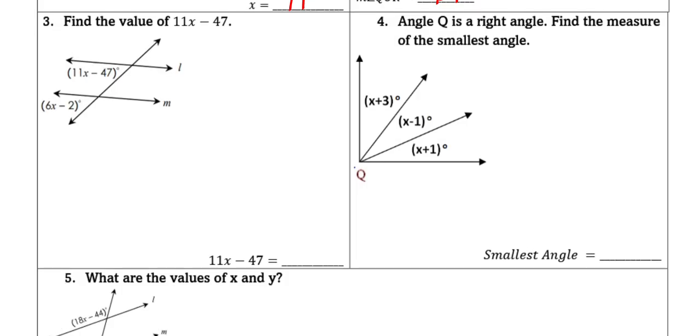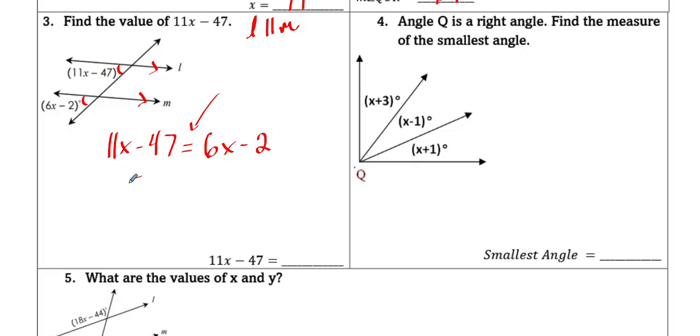All right, we're going to find the value of 11x minus 47. That angle and that angle are corresponding. We're missing some information here. These should be marked as parallel, or there should be some information saying L is parallel to M. But that's essential, otherwise we don't know that these are actually congruent. But now that I'm marking that, we can assume that these are congruent corresponding angles. So 11x minus 47, we know corresponding angles are congruent. That's where this equation is coming from. I know that they're equal to each other.